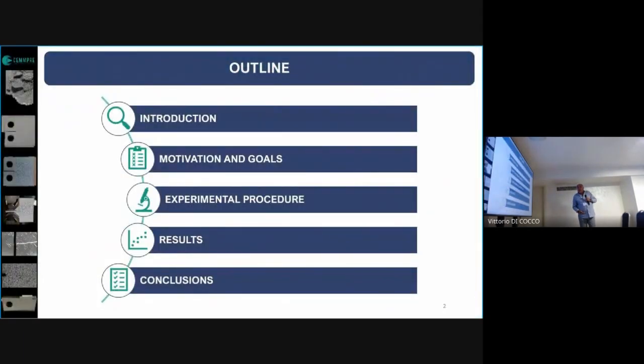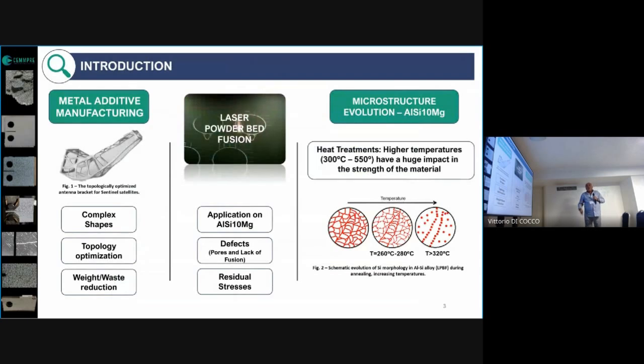So the outline of this presentation is a typical one: introduction, motivation and goals, some experimental procedure, the results, and conclusions. So as you know, additive manufacturing is indicated for complex shapes, permits some topology optimization, and also some weight and waste reduction.